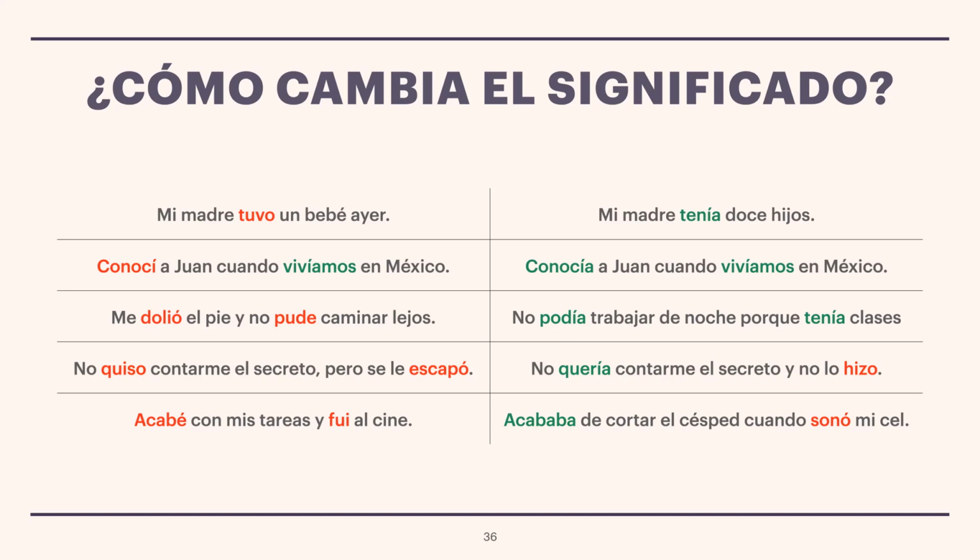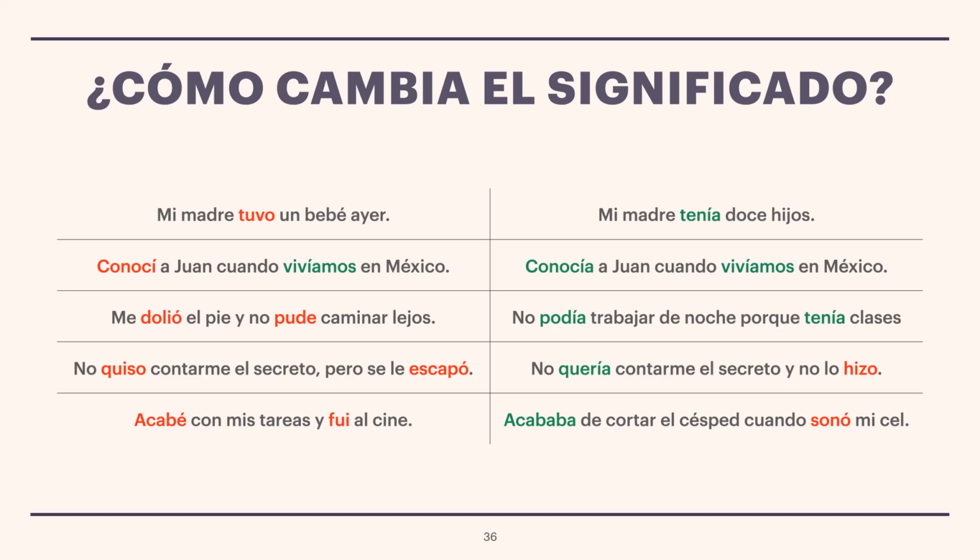Me dolió el pie y no pude, en preterite, caminar lejos. Versus no podía trabajar de noche porque tenía clases. So the first one, no pude caminar, means something happened and I wasn't able, in that moment, to walk very far because I hurt my foot. In the imperfect, no podía trabajar, I wasn't able to at all because I had a different condition. So there's a subtle difference of poder in preterite and imperfect.